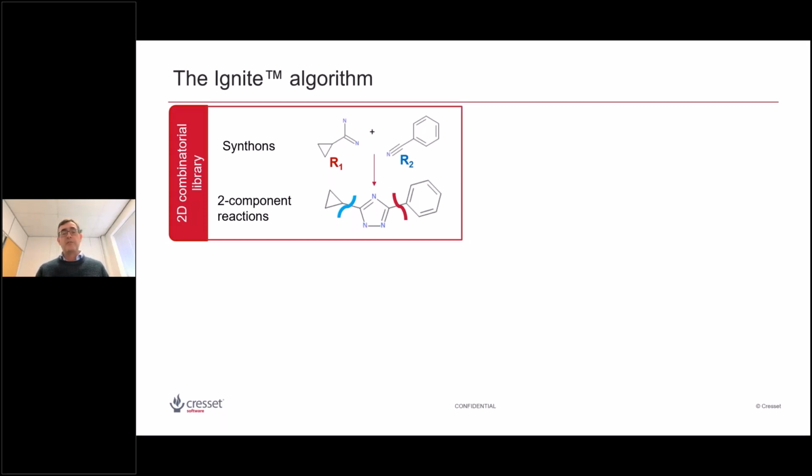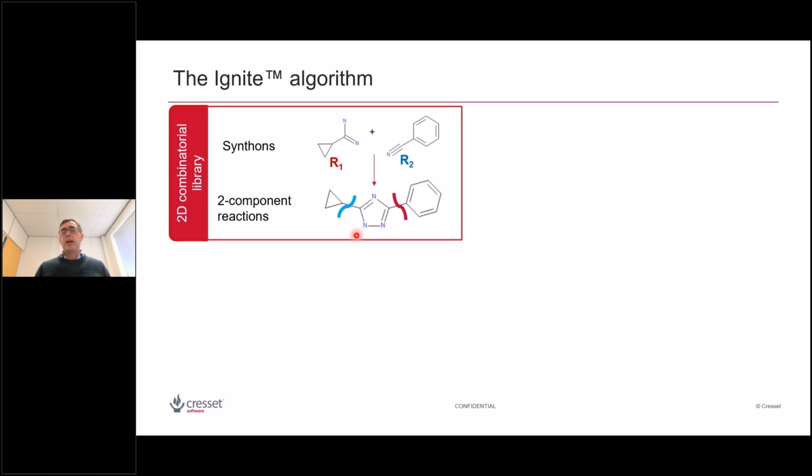So if we imagine we have a relatively simple library here, a two-component library. We've got a couple of synthons. We're going to couple those together to form a library of triazoles, for example. We've got thousands of these, possibly millions to search through. Can we do that search faster than enumerating millions of molecules, conformation hunting millions of molecules, and then running our search?